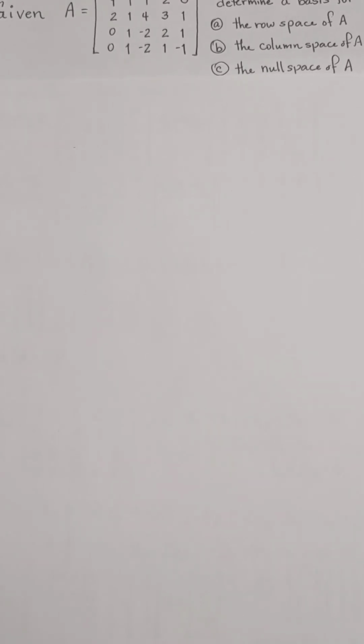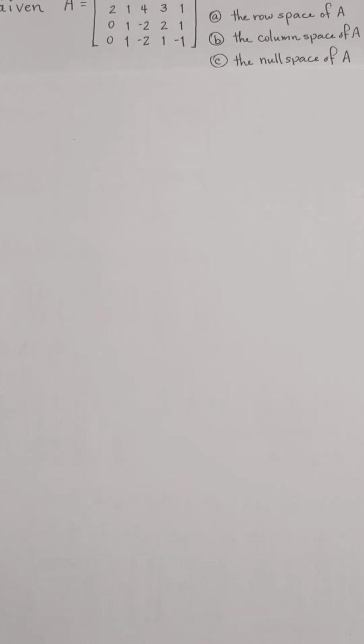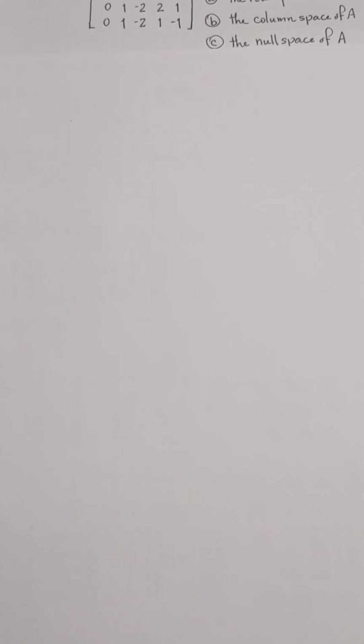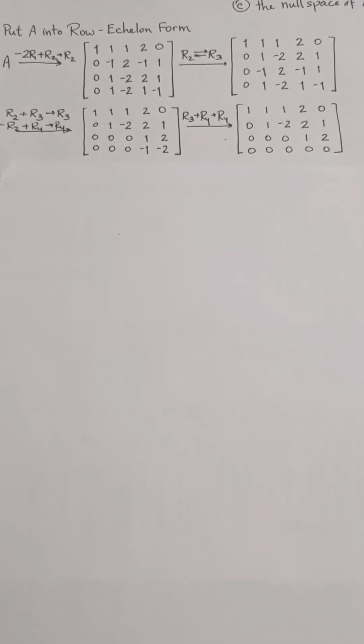I've got this problem here that I want to walk through with y'all. We're given this matrix. It's a 4 by 5 matrix, and we want to determine a basis for the row space, the column space, and the null space of this matrix. So the first thing we want to do is put A into row echelon form.